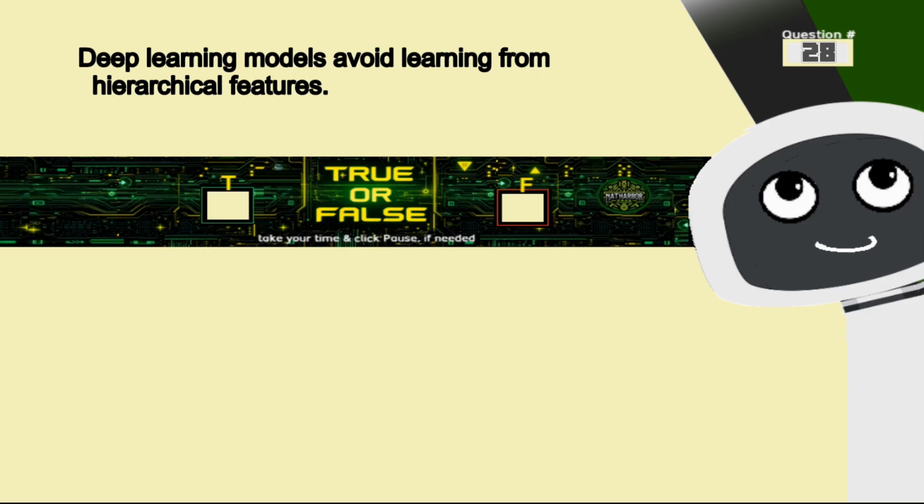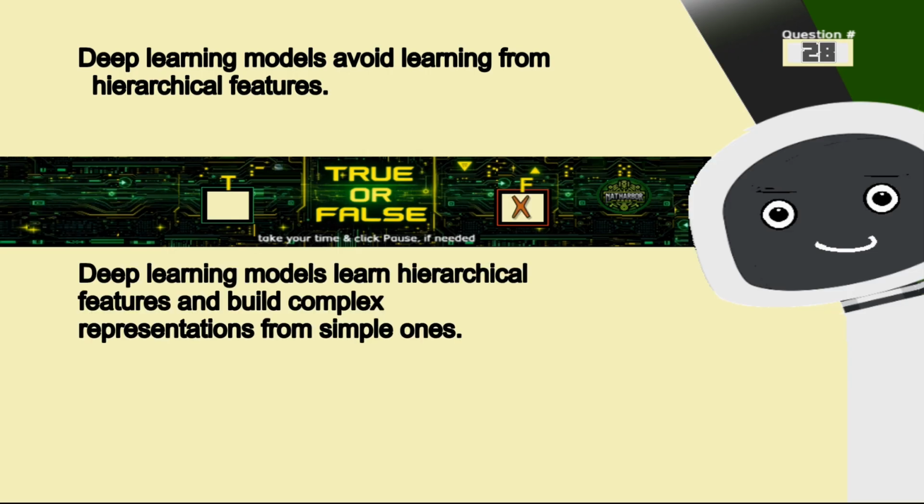True or false? Deep learning models avoid learning from hierarchical features. That's false. Deep learning models learn hierarchical features and build complex representations from simple ones.